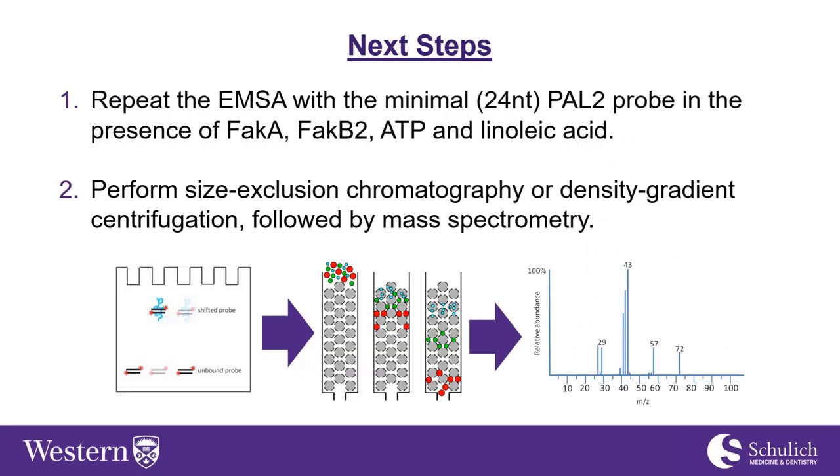My next steps are to repeat the EMSA with the minimal 24-nucleotide PAL2 probe in the presence of FAC-A, FAC-B2, ATP, and linoleic acid. If a shift is formed at Site 3, then it can be confirmed that a metabolic product or complex from the FAC pathway is involved in the activation of FAR-R. From here, we will perform size exclusion chromatography, or density gradient centrifugation, followed by mass spectrometry to identify which proteins are forming an activation complex with FAR-R.